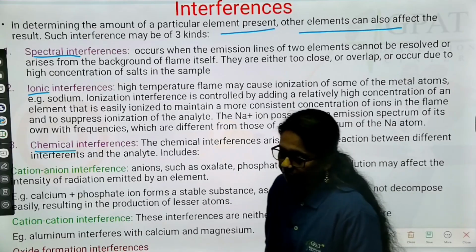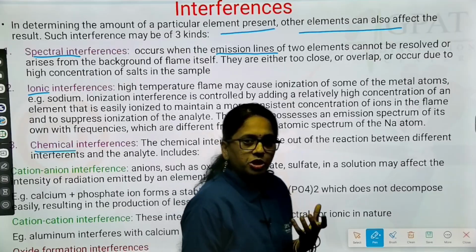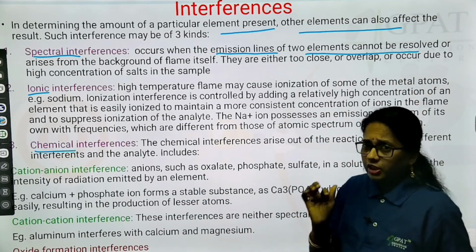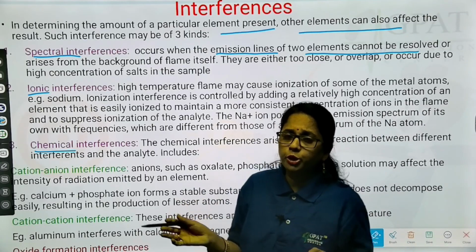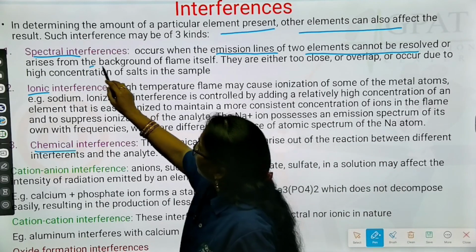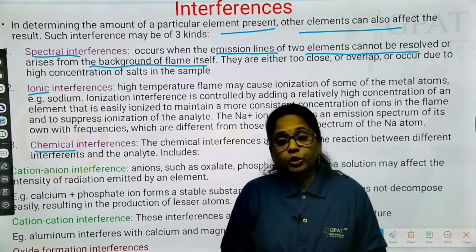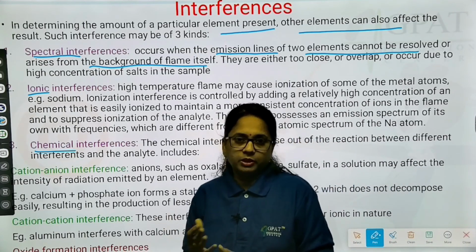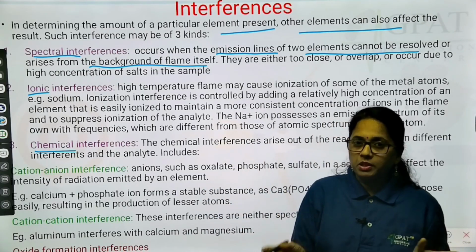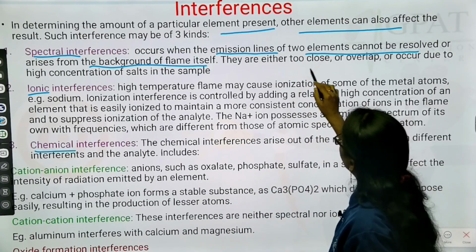Spectral interferences: because of the absorption only it is going to be there, but whenever two elements are present, the emitted lines may not be resolved, that means they cannot be separated, or they can arise from the background of the flame itself. Background of the flame sometimes we need to correct, and background correction methods are also available. But whenever two elements are present, spectral interferences are going to be observed, where the lines are either too close or overlap.